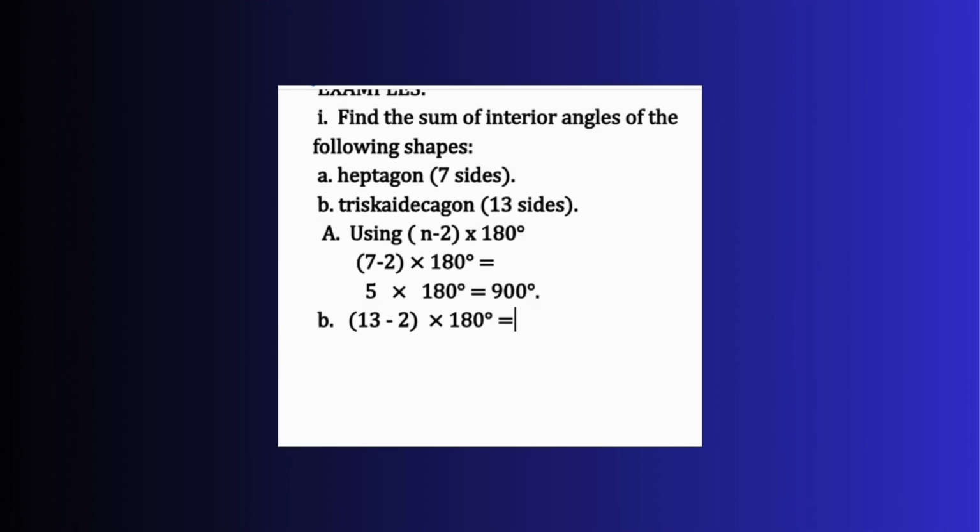To find the sum of interior angles in a triskaidekagon, a polygon with 13 sides, using the formula n minus 2 times 180 degrees, where n is equal to 13, 13 minus 2 is 11. 11 times 180 degrees is equal to 1980 degrees.